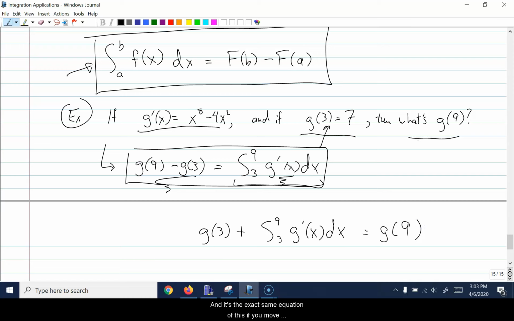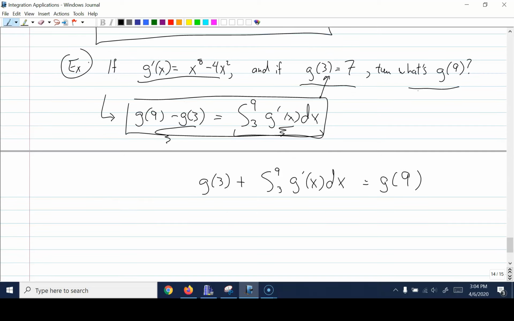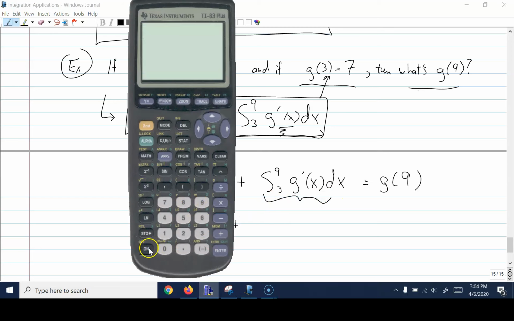And it's the exact same equation as this if you move something to the other side. I think it's nice to have this version of it written down in your head, and we'll use it a bunch more in the next exam's worth of stuff. Yeah, so I know all these numbers. For g of 3, this is 7. This I don't know, but I can get my calculator to tell me. Hey, calculator.